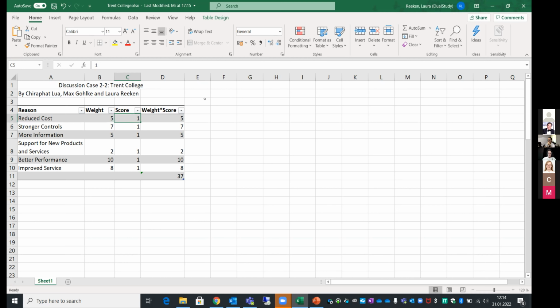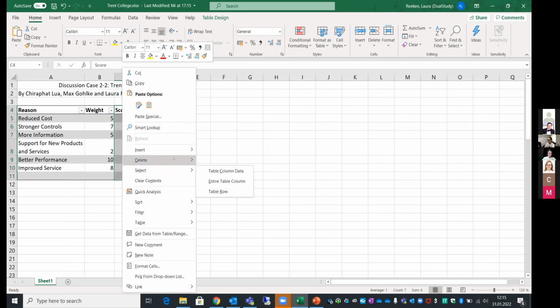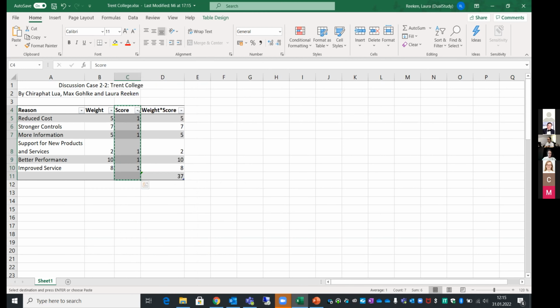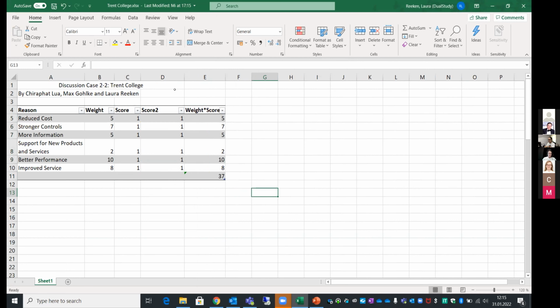For example, assume this current column C is alternative A. You give a score of 1 to every reason, so the total score for this alternative is 37 points. Suppose you have two other alternatives with different scores for each reason. For example, for stronger control of this alternative, compared with alternative A, you give 2 points, let's say.